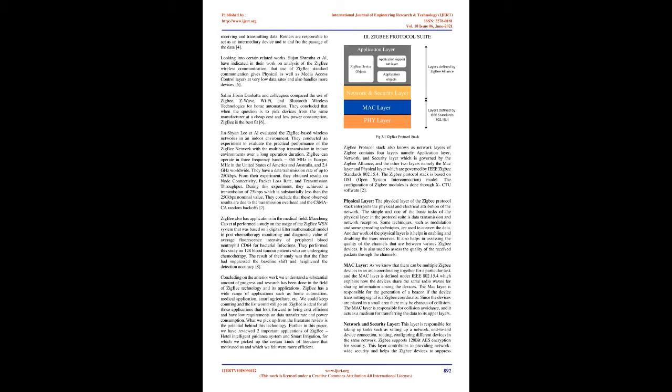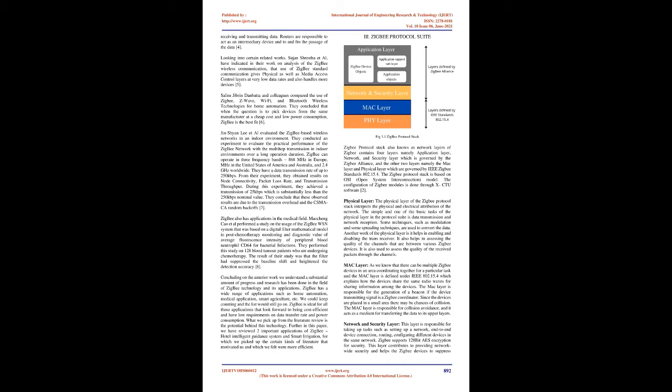Physical layer. The physical layer of the Zigbee Protocol Stack interprets the physical and electrical attribution of the network. The simple and one of the basic tasks of the physical layer in the protocol suite is data transmission and network reception. Some techniques, such as modulation and some spreading techniques, are used to convert the data.